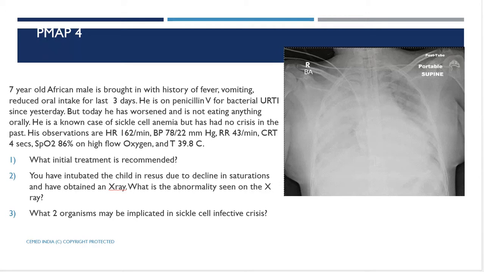You have intubated the child, and what abnormality do you see on the X-ray? Abnormality is bilateral haziness seen on the chest X-ray, more towards the right side, suggestive of acute respiratory distress syndrome. What two organisms may be implicated? Abnormalities, again, you go by A, B, C, D, E, and we'll be able to write down. What organisms may be implicated?